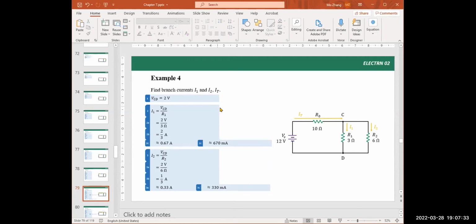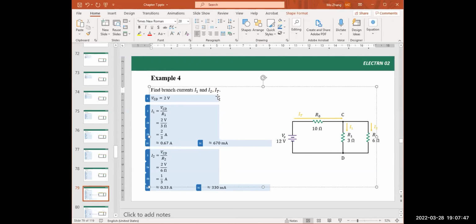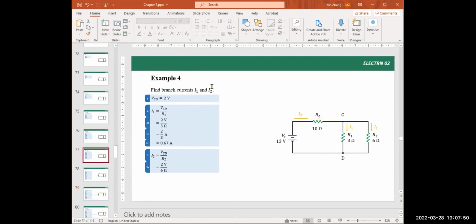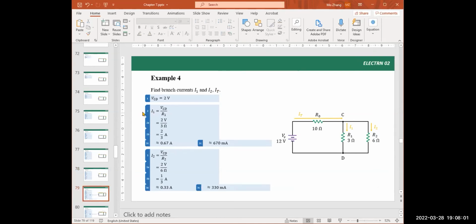So here is the current I2, and I1 and I2. Oh, we also need to find IT. Actually, we know IT. I just insert this. As you can see, there's no IT in the previous questions. I add one more question here just to show that one law, called Kirchhoff's current law, is valid. So this is example 4 on slide 79.